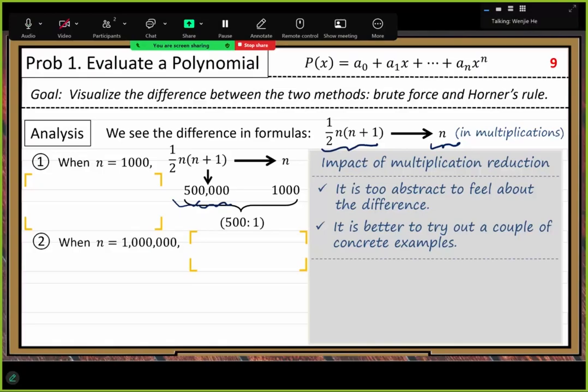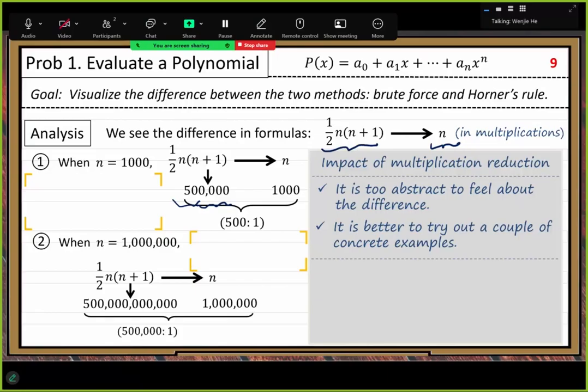Next, let's try n equals 1 million. This time much larger. Let's plug in 1 million on the left-hand side. How large is this number? 500 billion, right? If you take the ratio, what's the ratio? 500,000 to 1 ratio. That big.